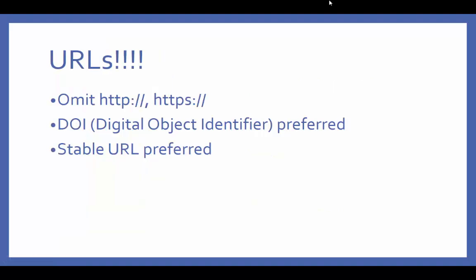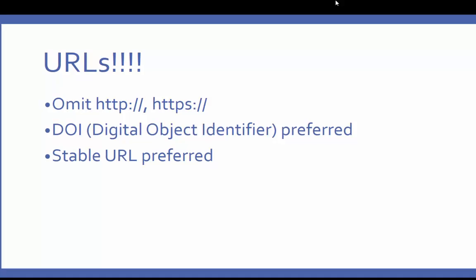URLs are back. They will be included as the location of the source in the citation. HTTP or HTTPS will be eliminated from the URL. If a DOI, or Digital Object Identifier, is available for the source, it is preferred to a URL. These are most often found in databases. However, DOIs are typically used in the social sciences, not the humanities.